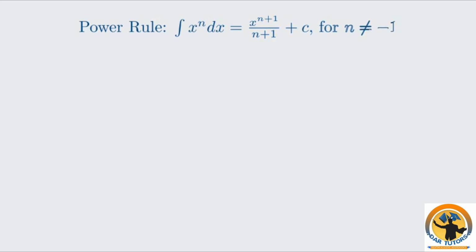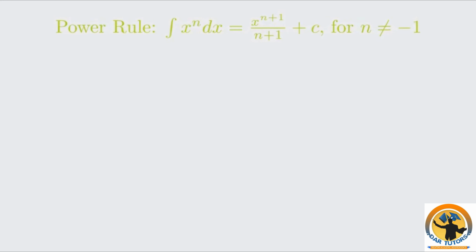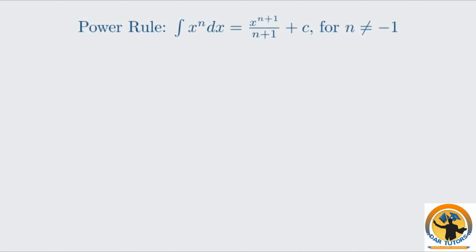First, the power rule. We know the derivative of x to the power of n plus 1 is n plus 1 times x to the power of n. Reversing this, the integral of x to the power of n is x to the power of n plus 1, all divided by n plus 1, plus c. This rule is valid for any real number n, except for n equals negative 1. Why is n equals negative 1 excluded? Because it would lead to division by 0. We'll address the case of n equals negative 1, which is 1 over x, in a moment.